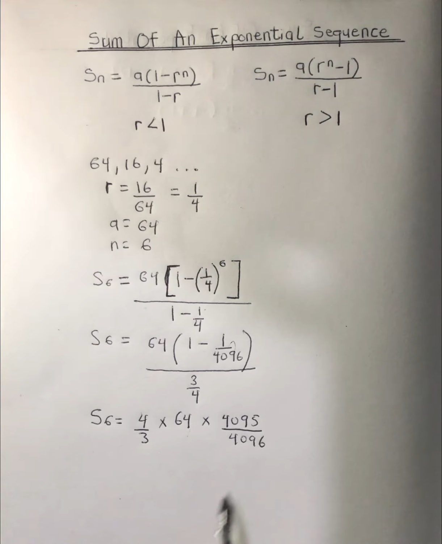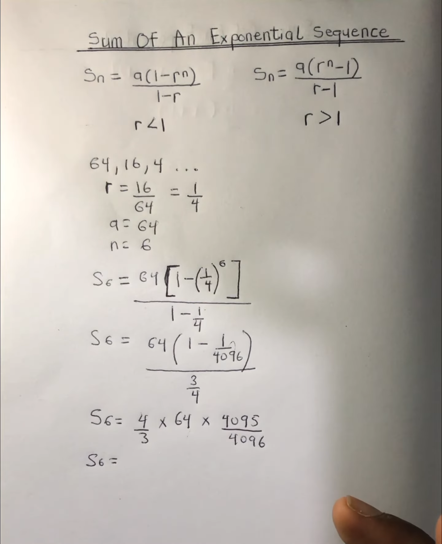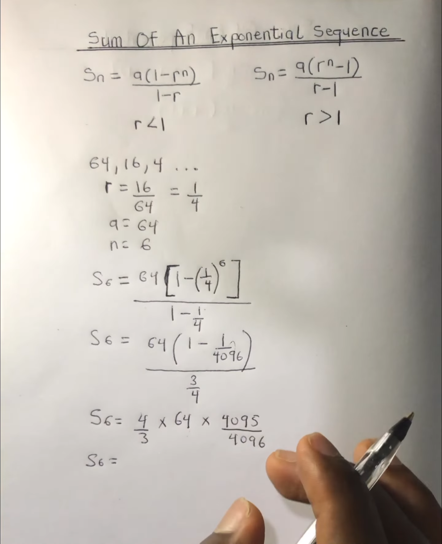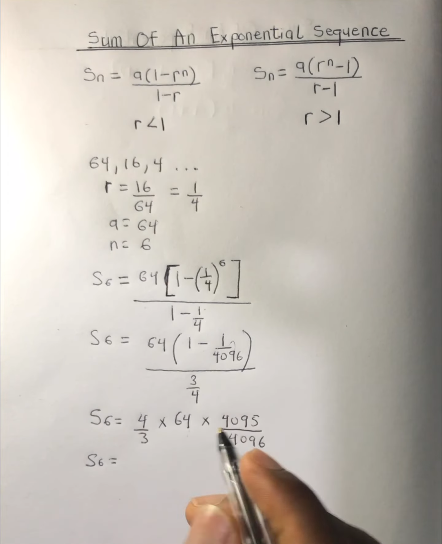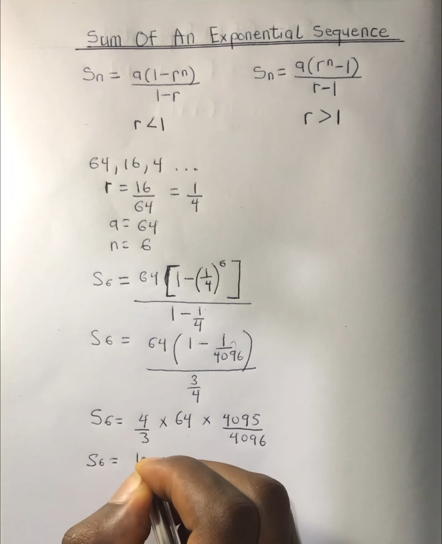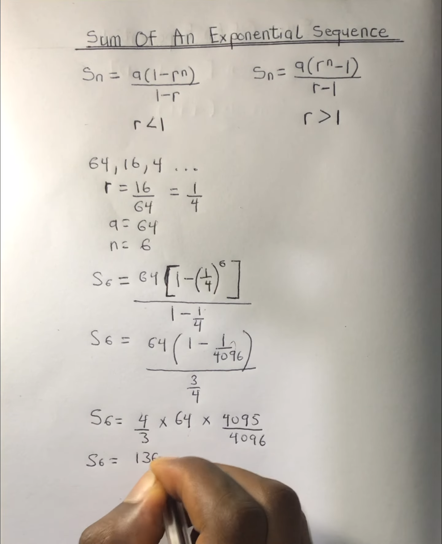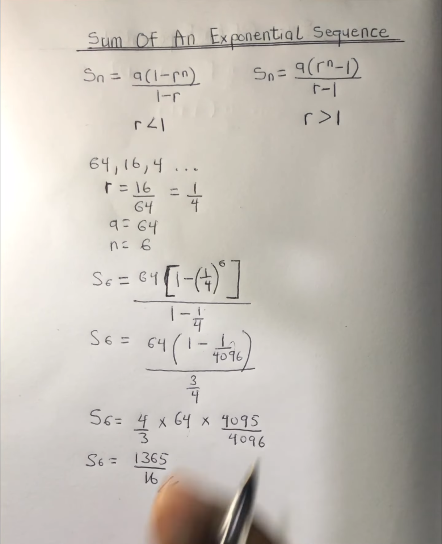Now we have a fairly simple and straightforward way. This one we usually just punch on the calculator, giving us our final answer. So punching this on the calculator, we get the expression 1365 over 16, and this is our final answer.